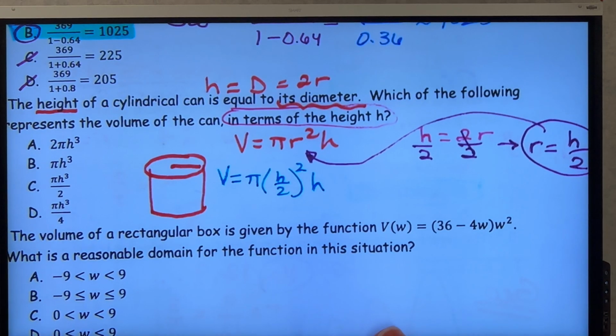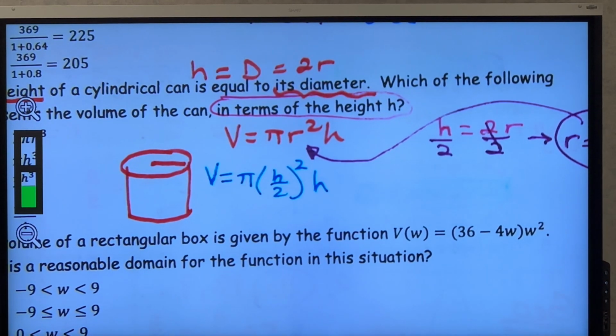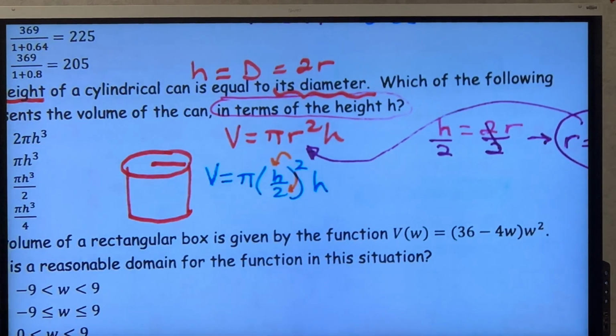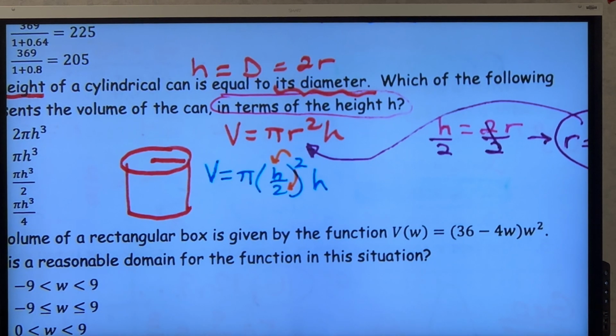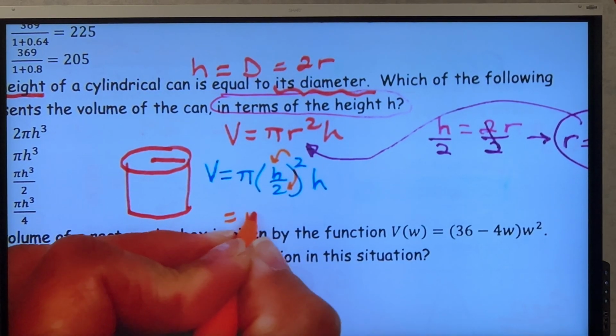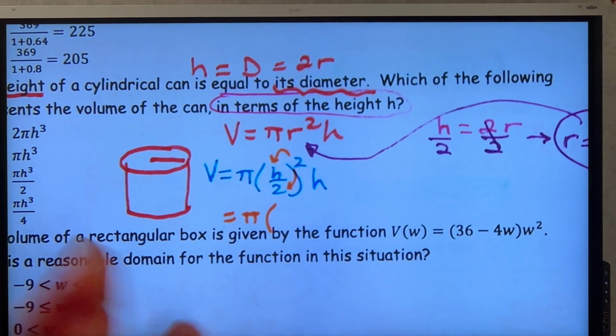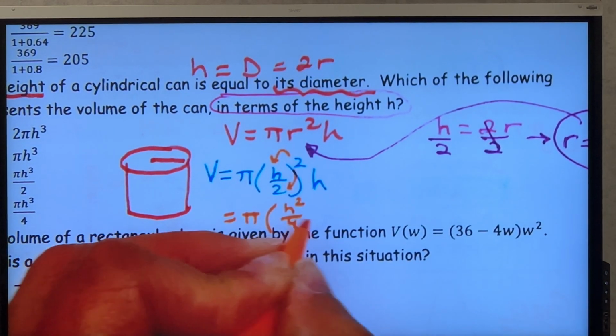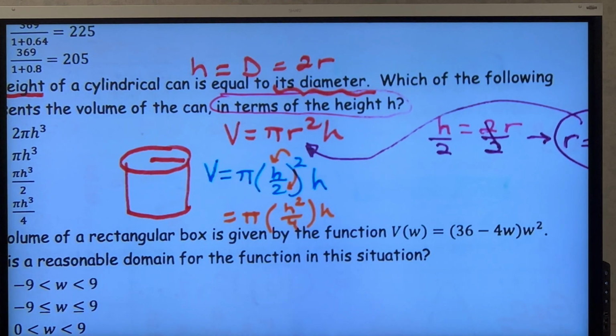Remember, when something is being squared, especially a fraction, we need to make sure that we not only square the numerator, but we also have to square the denominator. In a sense, it's similar to the distributive property, and it is. So we're going to have pi times, I'll still use parentheses for times, h squared is h squared, 2 squared is 4, times h.